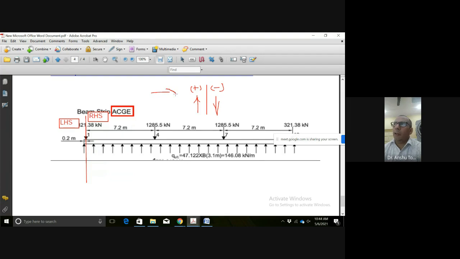This is the sign convention for what? Shear force. Am I right?